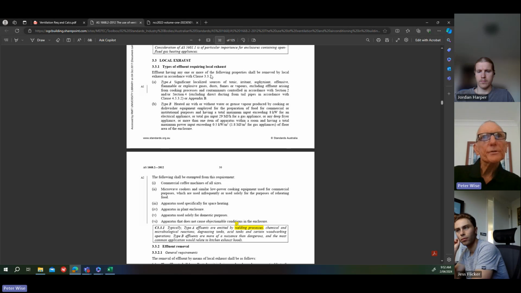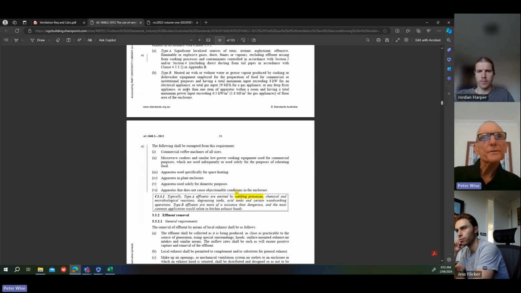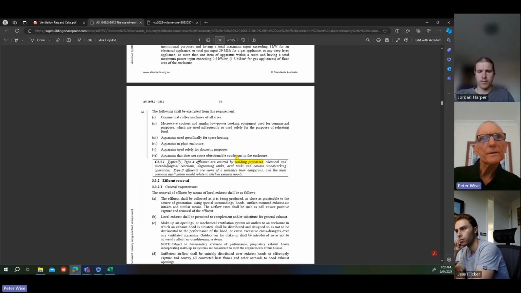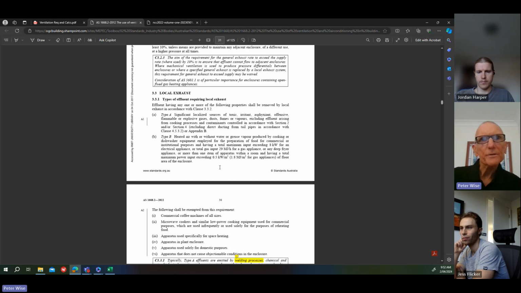Okay, local exhaust. So there's two types. There's type A and type B. Type A, significant localised sources of toxic, irritant, asphyxiant, offensive, and so on type exhausts. And there's a note down the bottom here, C331. Type A effluents are emitted by welding processes, chemical and microbiological reactions, degreasing tanks, and so on. Nasty, smelly, dusty sort of environments.